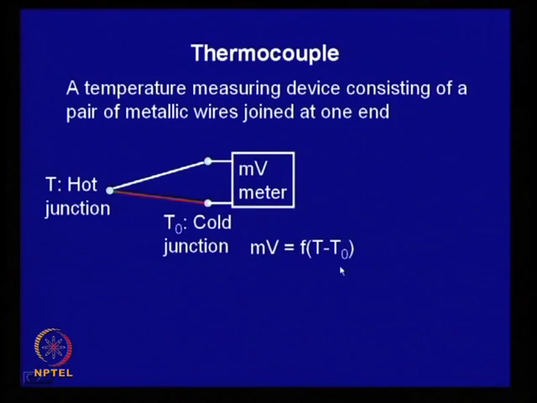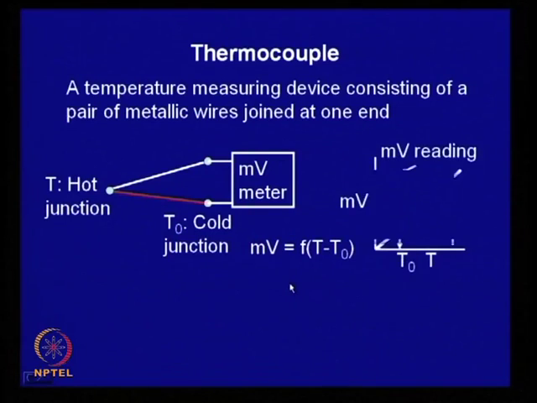And in ideal cases, we will prefer a thermocouple material where this relationship is linear. But in reality, in most cases, even though it is nearly linear, it may not be perfectly linear, something like this. The millivolt reading as a function of temperature is shown over here. So, this is the characteristic of the thermocouple.